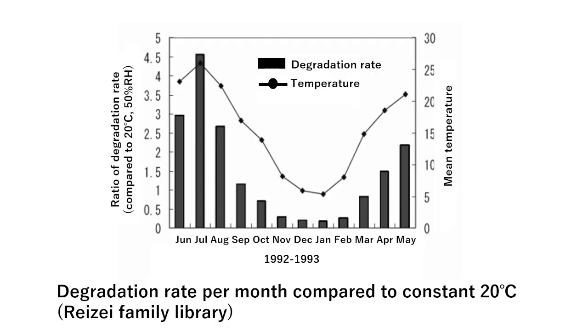This graph here shows the average monthly temperature of the Reiji Family Library located in Kyoto. In summer, the temperature ranges from 26 to 27 degrees, and in winter, it ranges from 5 degrees. But humidity data were not available, so let's assume that the humidity of the library is 50% constant. So each value indicates a relative ratio between the degradation rate calculated by monthly temperature data and the degradation rate at 25 degrees and 50% calculated by Smith.